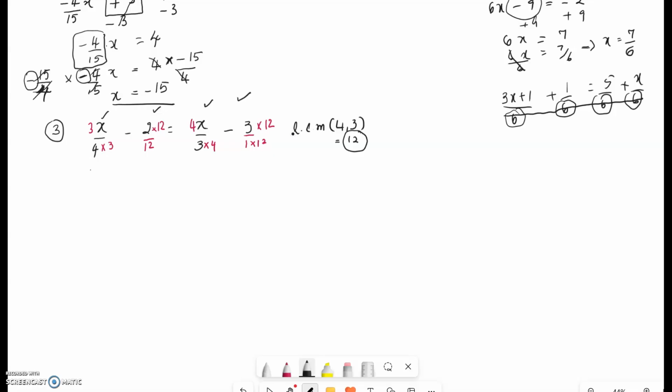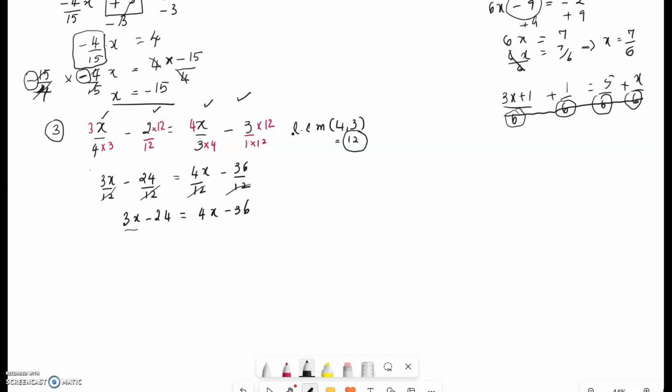So this is equal to 3x over 12 minus 12 times 2, 24 over 12 equals 4x over 12 minus 36 over 12. Now, if you have 12 in the denominator on every single term, you can multiply both sides by 12, and that's going to cancel it all out. So now you have 3x minus 24 equals 4x minus 36.